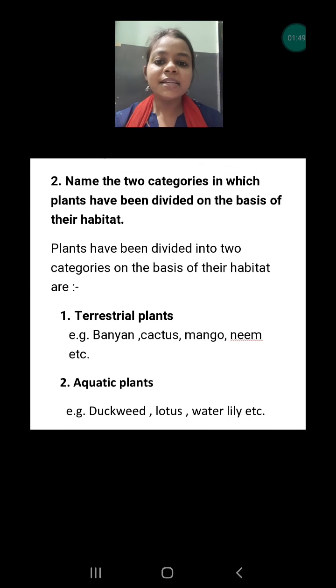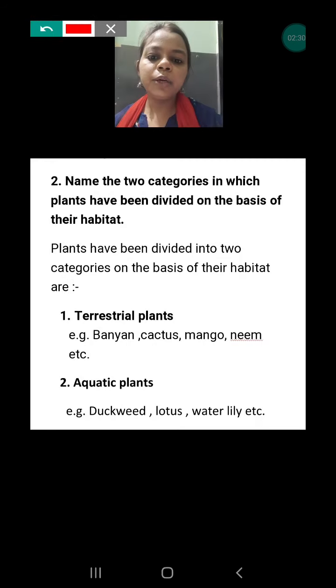Now, question number 2 is, name the two categories in which plants have been divided on the basis of their habitat. I have already discussed what habitat is. Habitat is the natural surrounding wherever the plant is growing. So plants grow in only two places: one is water, the second is land. So these are the two categories of plants divided on the basis of habitat. First is terrestrial plants, that means those plants that grow on land. Second is aquatic plants, those plants that grow in water. So you have to write only these two categories.